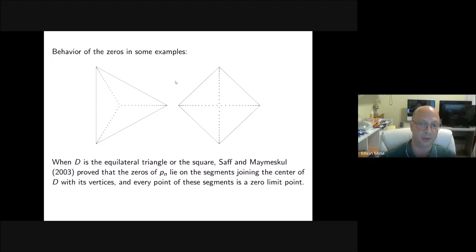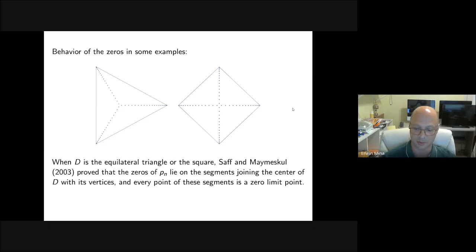If you plot the zeros of these polynomials, you will see that they are no longer going toward the boundary. On the contrary, they actually stay on these segments connecting the center to the vertices, in both situations, in the case of the triangle and in the case of the square. And in fact, this was proven by Saff and Stylianopoulos in 2003. So they proved that the zeros lie exactly on those segments. And in the limit, they are going to fill out the segments. So every point of those segments is going to attract zeros of the polynomials. So something drastically different is happening here.